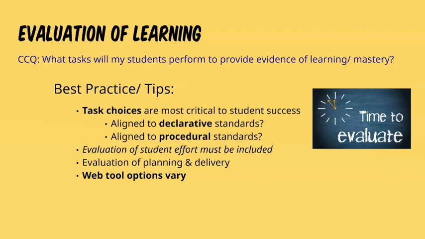The second bullet says that the evaluation of student effort must be included. As much as you can, you want to try to include effort and ways of showing process and proving that they collaborated, with simple survey questions. What did you offer your group during the collaborative time? What suggestion did you accept or take from a group member? And so on. And then the third bullet talks about evaluation of the planning and delivery process.